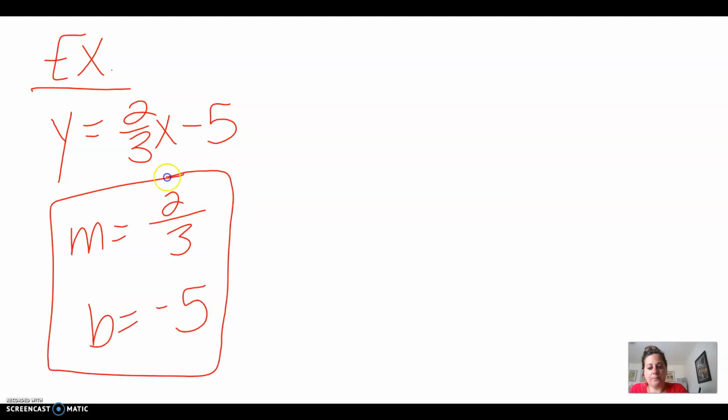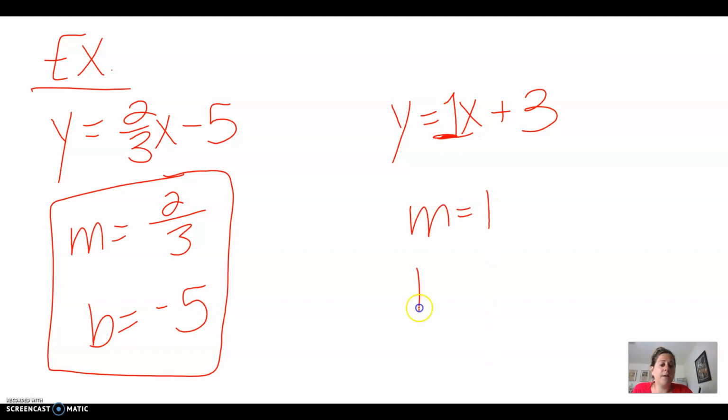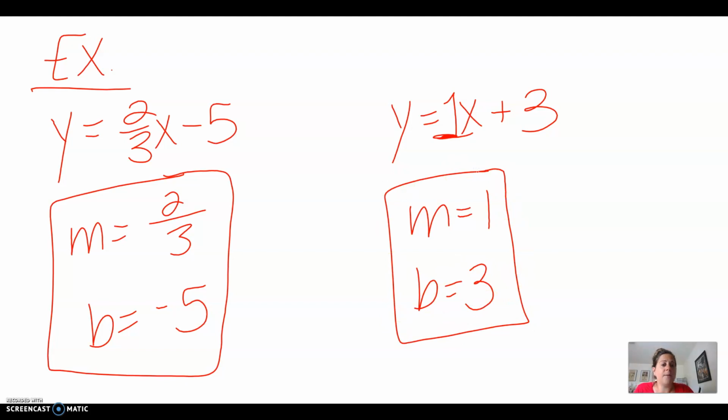And then one more is, what if I have y equals x plus 3? You should remember that if there is an x in the problem, you need to find the number that is in front of the x. Well, there is an invisible number, and it's actually a 1. So m would be 1, and your b would be 3. If you do have an x and there is no number in front of it, there is a number, it's just invisible, and it's a 1.